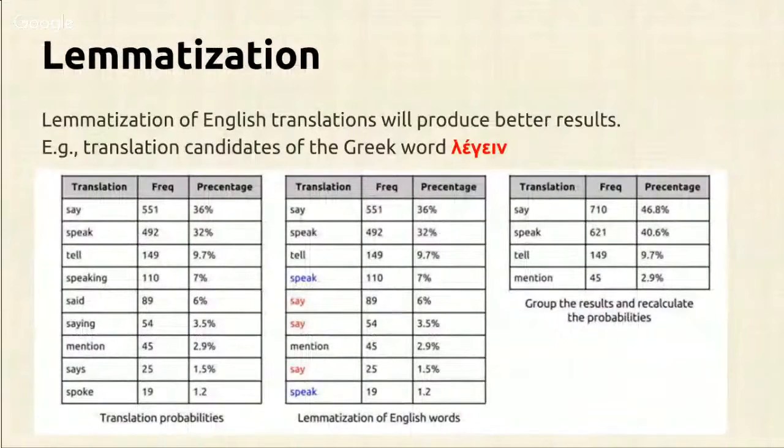Here we can also see the lemmatization of English translations, where this Greek word is aligned to say, speak. I'm sorry, I cannot read Greek letters, so I always say this Greek word. So this word is aligned to say, speak, tell, speaking, say, sing. So if we lemmatize the English words, we can have more accurate results. We lemmatize the English words, and at the end we have only 4 candidates: say, speak, tell, and mention.